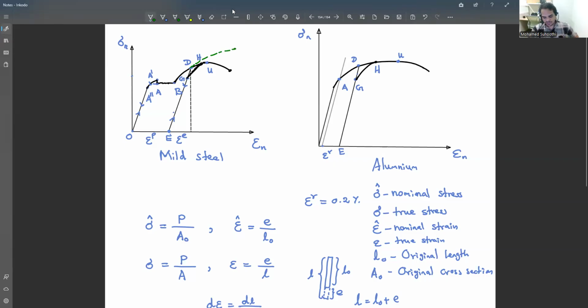Okay. So now this will be your U dash. This is your true stress, right? This is for true stress. Okay. Similarly here, this is the true stress at this point, right? So here, this will be the true stress.